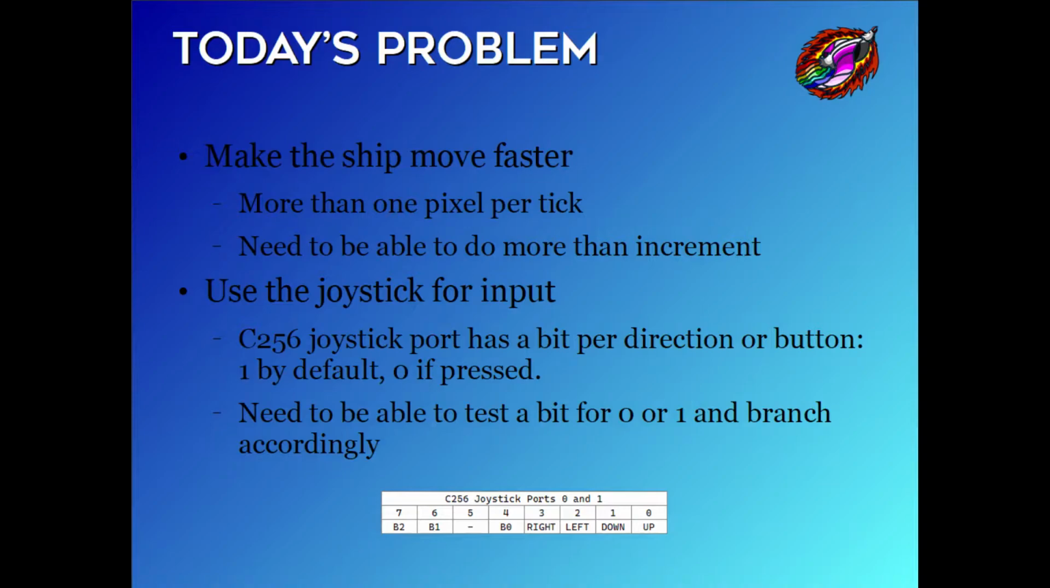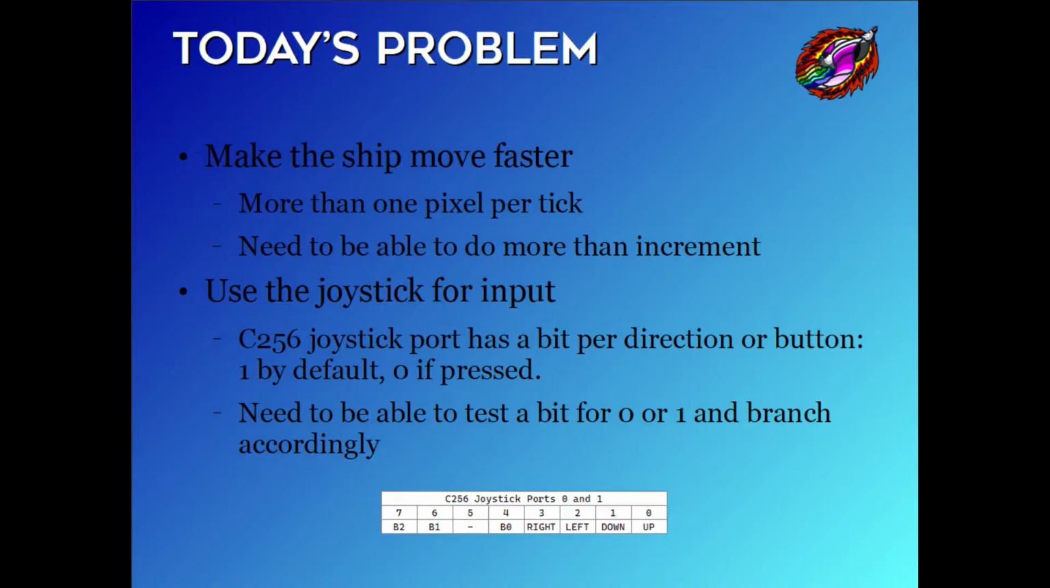So if you remember in the previous example, we got the starship moving around on the field with key presses. It was a little sluggish, however, and so I'd like to have two things here. First of all, I'd like to be able to move the ship faster than just 1 pixel per tick, which means that I need to be able to do something more than just incrementing or decrementing by 1 the position, the coordinate of the ship. And the second, I'd like to switch to the joystick for the input, not using the keyboard.